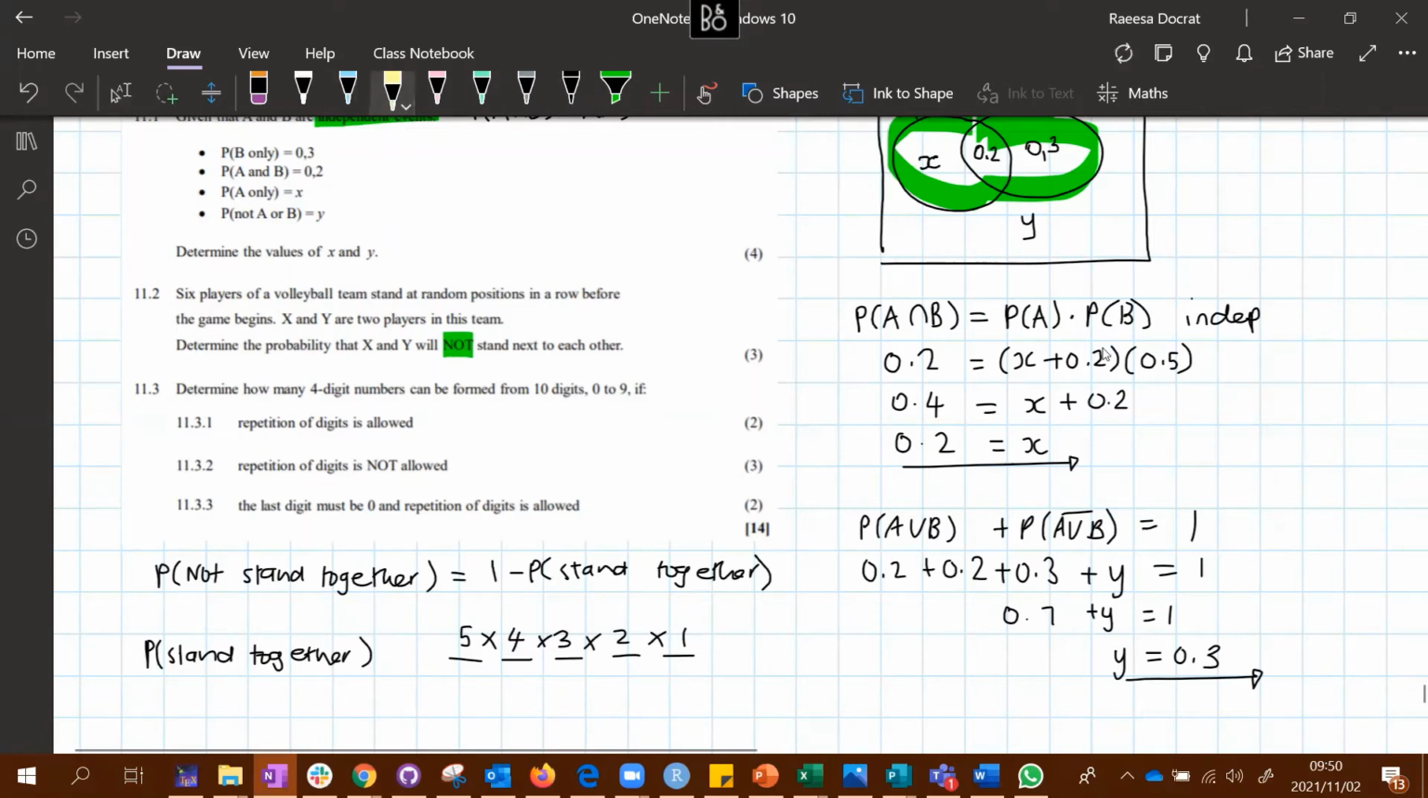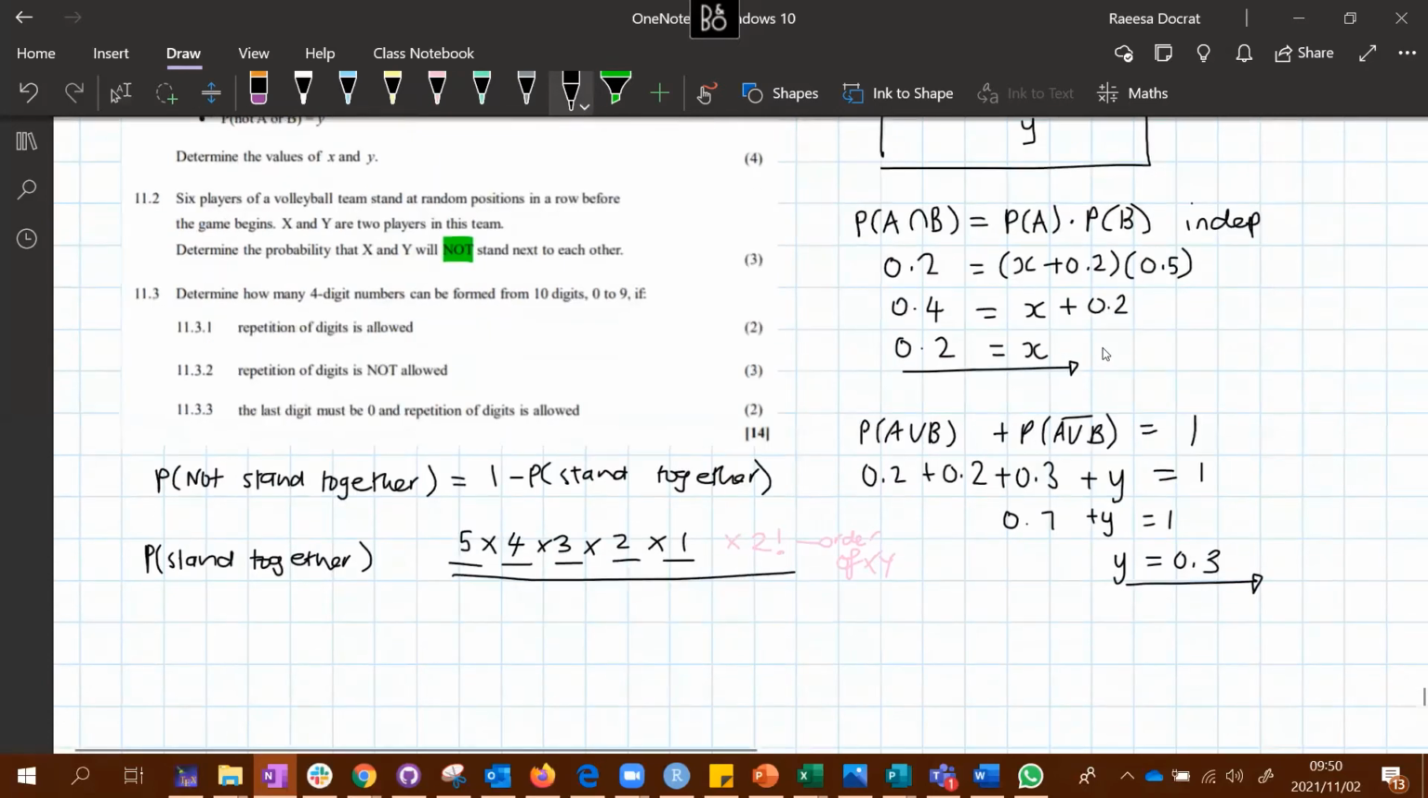But then we also have to multiply by 2 factorial. This 2 factorial arranges X and Y. So it accounts for X being first and then Y being first. This deals with the order of X and Y. So we're treating X and Y as one person, we're arranging them, and then we're dividing over the total. The denominator must be the total number of events, and the total number of ways you can arrange 6 people is 6 factorial. So then this here is equal to 1/3.